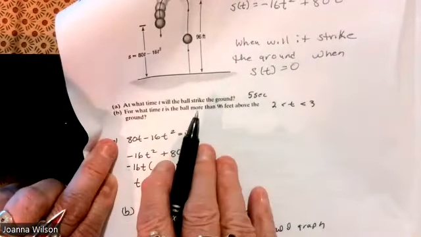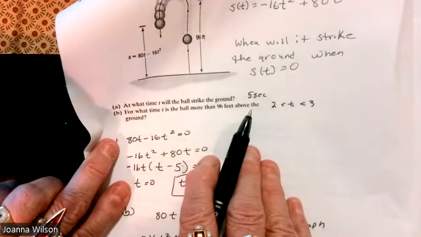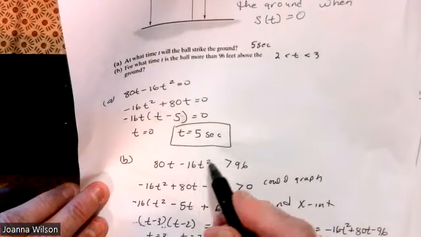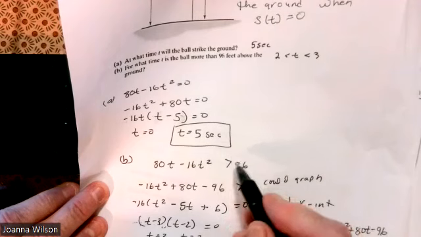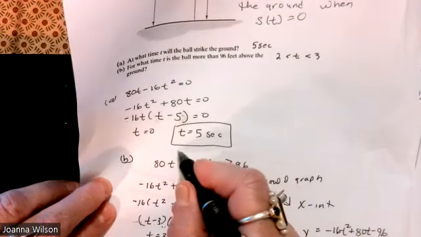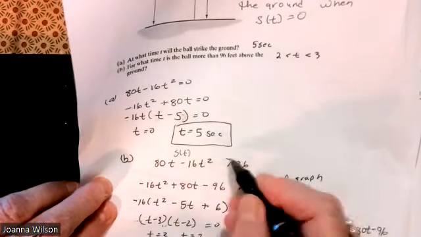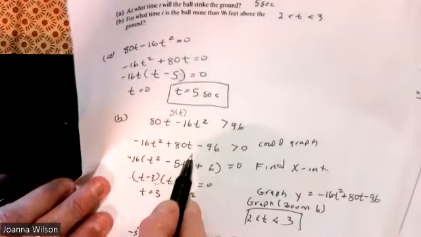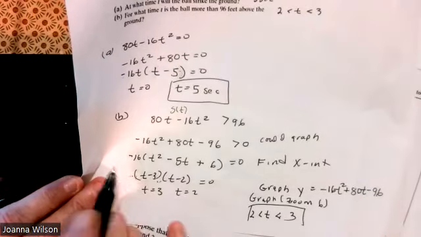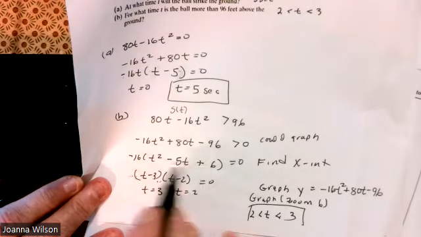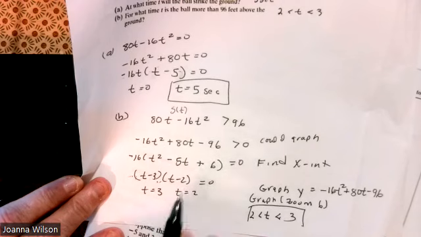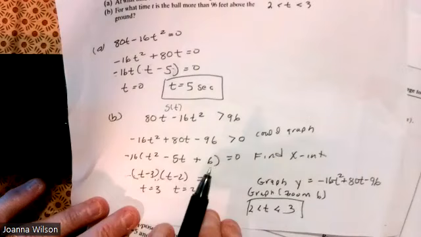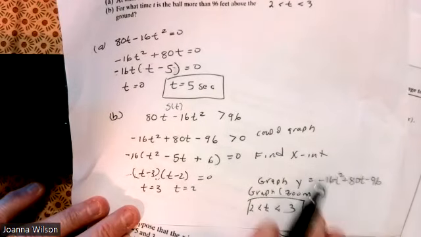And then for what time t is the ball more than 96 feet above the ground? Well, then I want the position to be greater than 96. So this position function is greater than 96. And then I just subtracted the 96. I could factor out a negative 16, and then I was able to factor this, and I get t equal 3 and t equal 2. So the ball is above 96 feet between 2 seconds and 3 seconds.